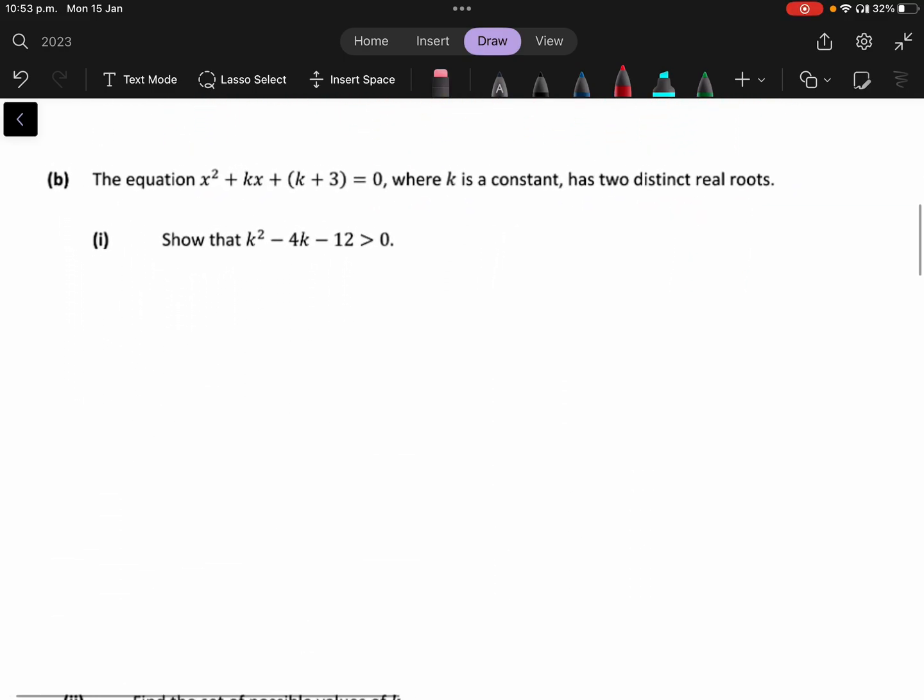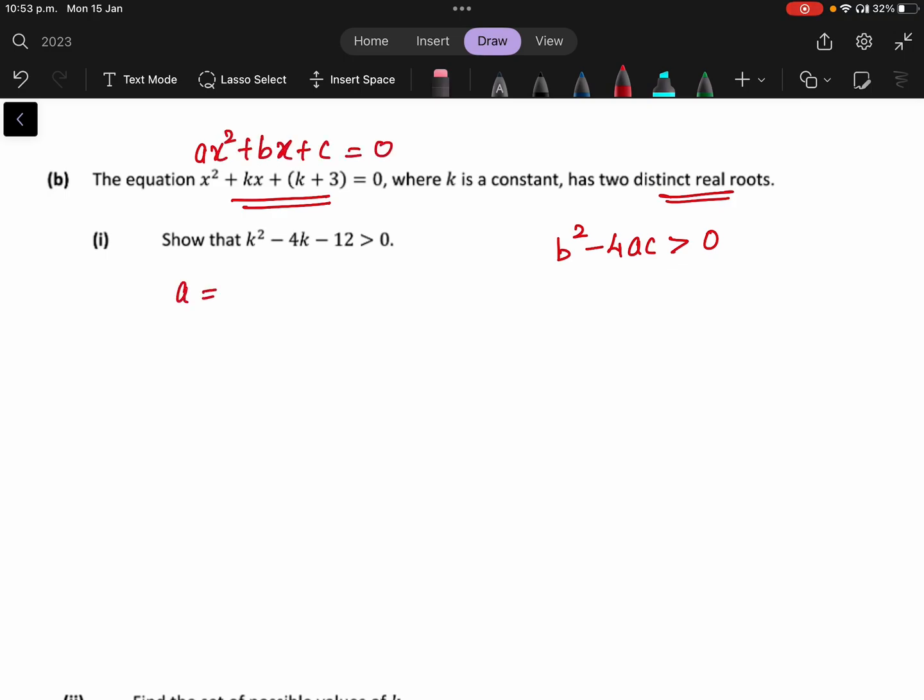Now the second question: the equation is equal to 0, where k is a constant, has two distinct real roots. Two distinct real roots always means that b² − 4ac is greater than 0. So you have to find b² − 4ac from this. The form is ax² + bx + c = 0, so in that case a is equal to 1, b is equal to k, c is equal to k + 3. So b² − 4ac means k² minus 4 times a times c, which is k + 3.